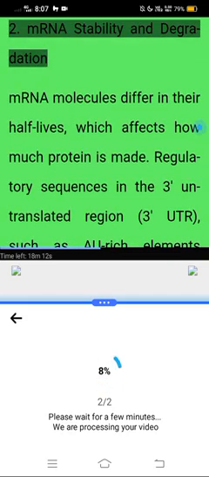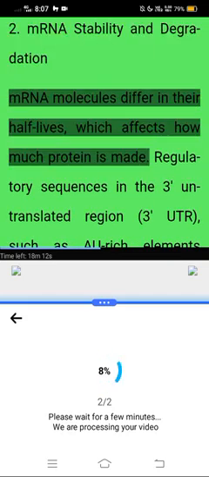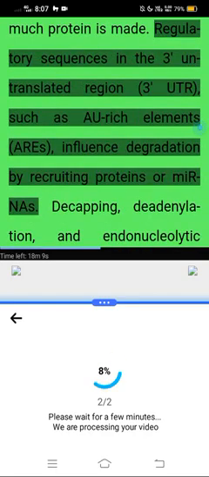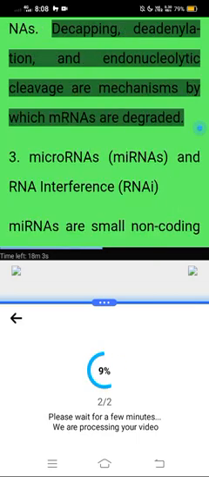2. mRNA stability and degradation. mRNA molecules differ in their half-lives, which affects how much protein is made. Regulatory sequences in the 3' untranslated region, 3' UTR, such as AU-rich elements, influence degradation by recruiting proteins or microRNAs. Decapping, deadenylation, and endonucleolytic cleavage are mechanisms by which mRNAs are degraded.